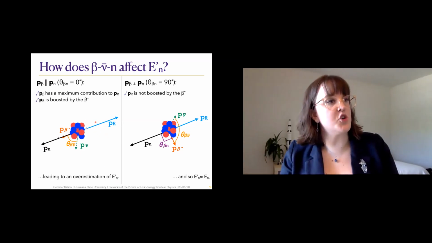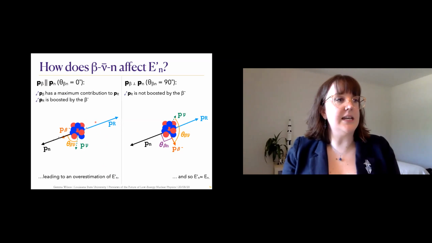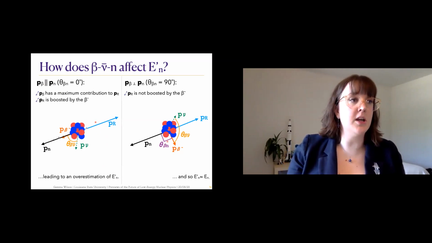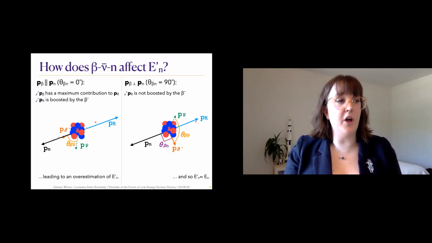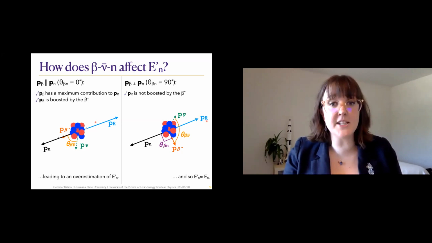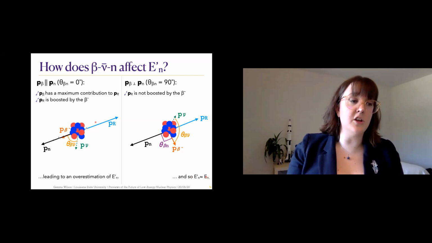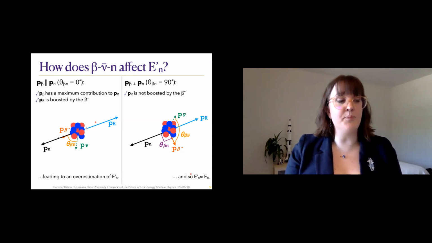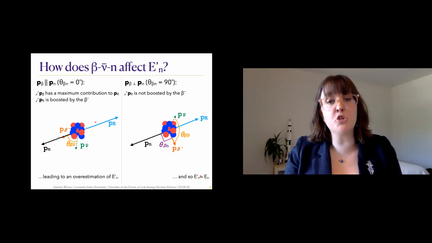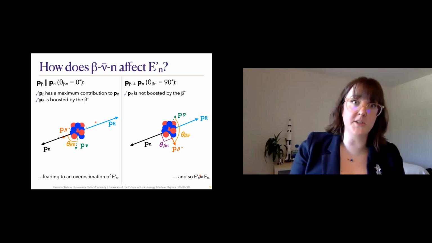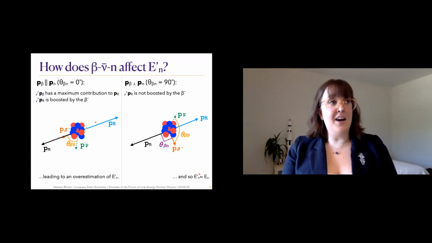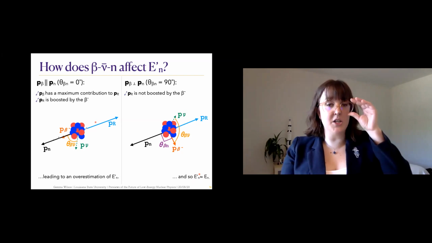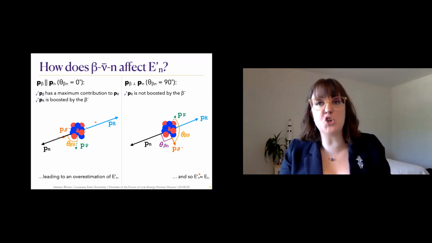The other extreme is where the beta is emitted perpendicular to the neutron, and here the beta is going to have no effect at all on the recoiling ion momentum. And so in this case, the reconstructed neutron energy is basically the same as the true neutron energy, which is what we saw in the previous plot. So how do we account for this, and how does it really physically affect the neutron energy?